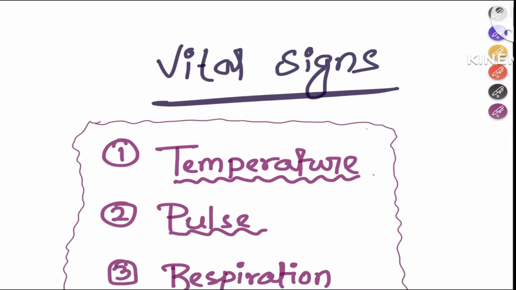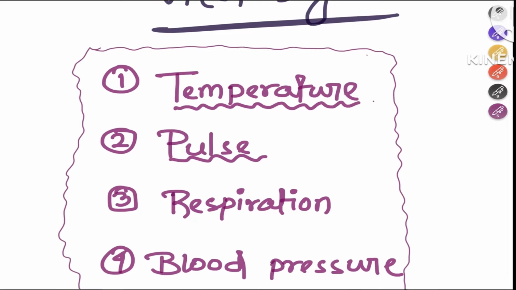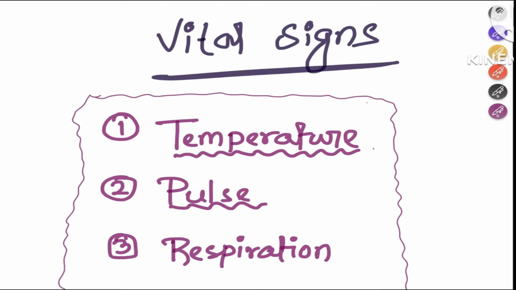In vital signs, we'll see four vital signs. First one is temperature, second one is pulse, third one is respiration, fourth one is blood pressure. So why these are the vital signs? Because vital means crucial, signs means the indicator.